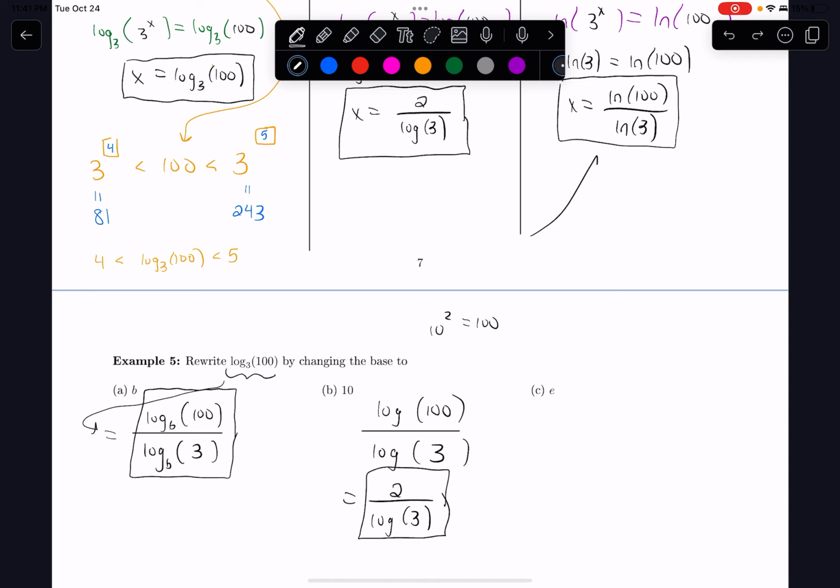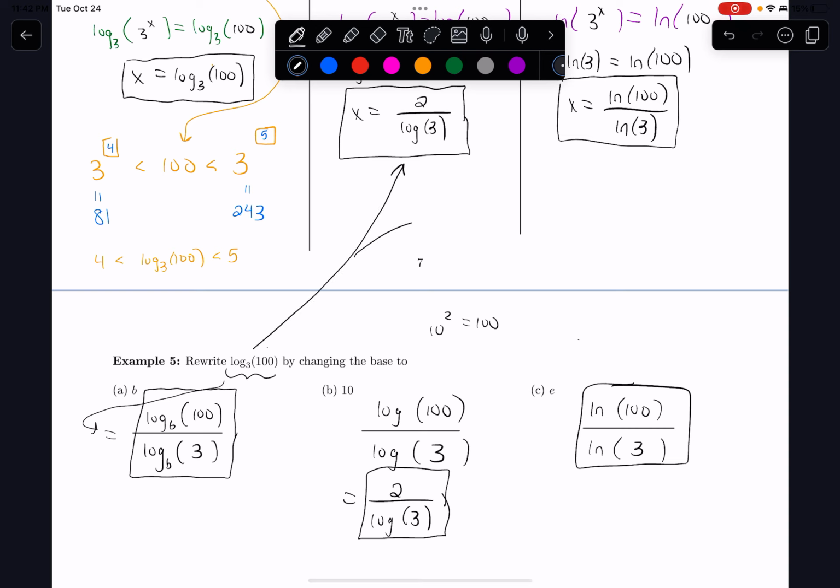Now for the ln one, let's change the base to e. And if I do that, I'll get a fraction. And I'll get a log base e on the top and on the bottom. But log base e, that's just ln. So we get ln on the top and on the bottom. And I get 100 on the top. I'll get 3 on the bottom. But that's precisely the answer we were getting in part C before. So we've now shown that log base 3 of 100 is this as well as that, if I just use change of base to change it to different bases.